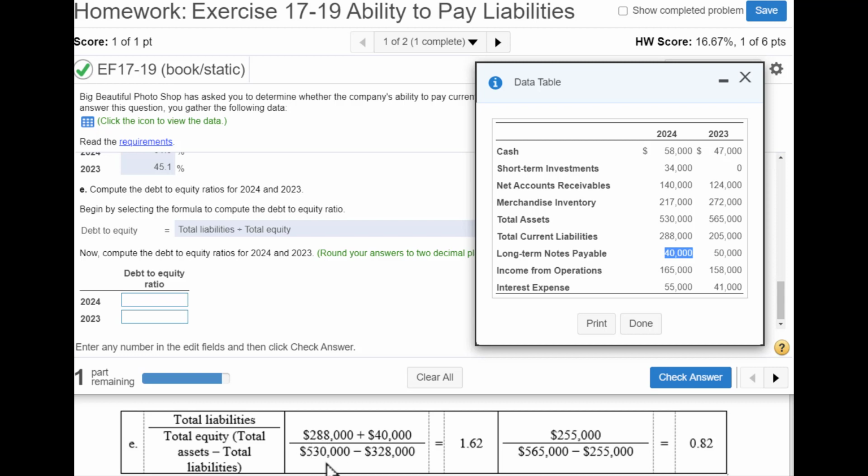So total assets is 530 right here, and we're going to subtract the total liabilities, which is the number on top, 288 plus 40. And then when you crunch the numbers, we get 1.62.